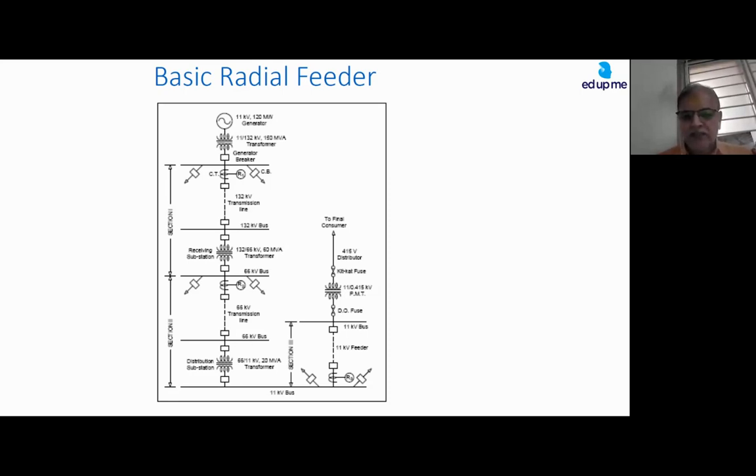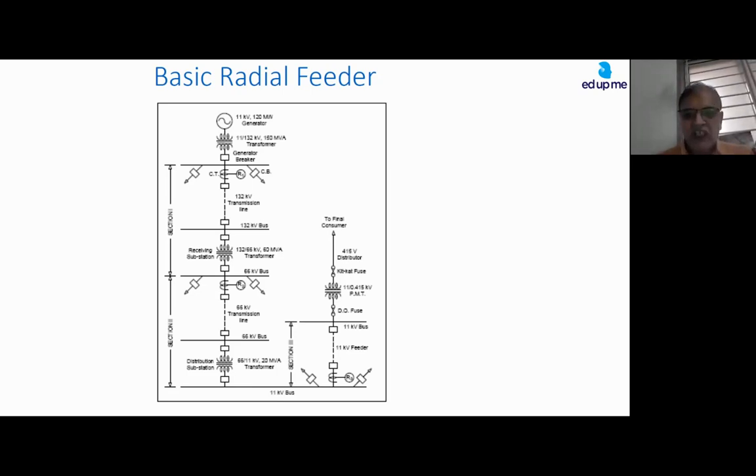From the 11 kV bus, 11 kV feeders are going. The 11 kV feeder is protected by relay R3. Then I have got a PMT, a pole mounted transformer or distribution transformer. It is not protected by a relay. There is no breaker.